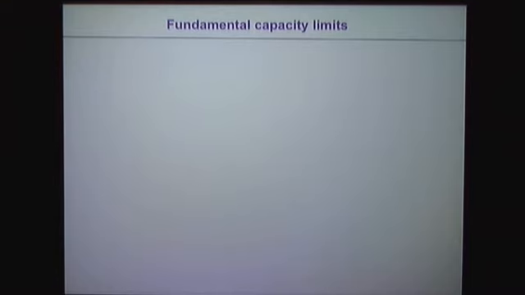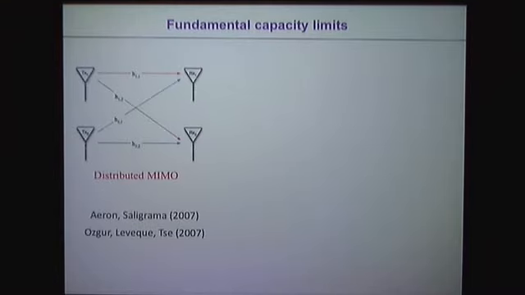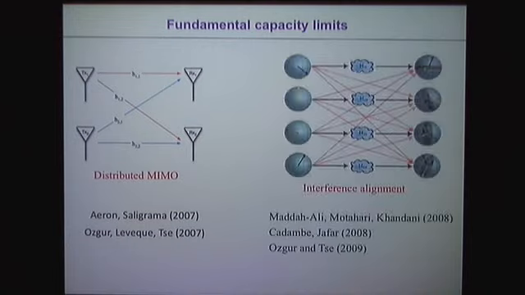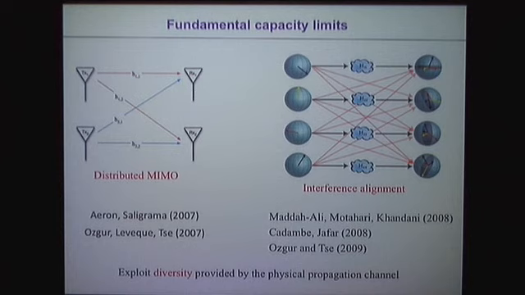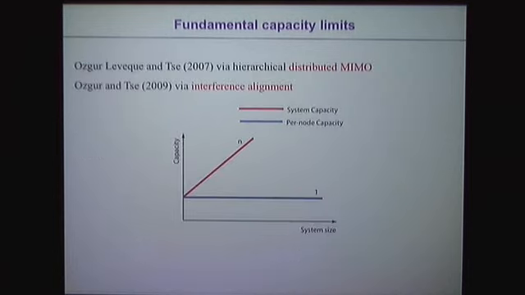Some cooperation strategies have been proposed, and they are based on ideas from distributed MIMO systems, so cooperation between nodes such that all nodes as an aggregate function as a MIMO, or based upon recent ideas on interference alignment. These strategies are based on exploiting the diversity that the physical propagation channel gives you. Since the channel is diverse, these nodes can cooperate and have a much better throughput than the one presented before in the multi-hop case. In that case, the capacity would scale much better: rather than square root of n, it would scale as n.